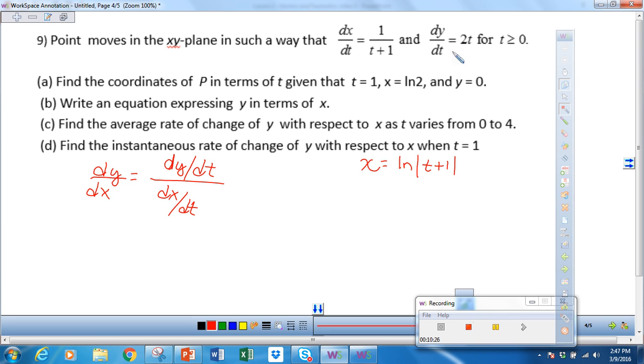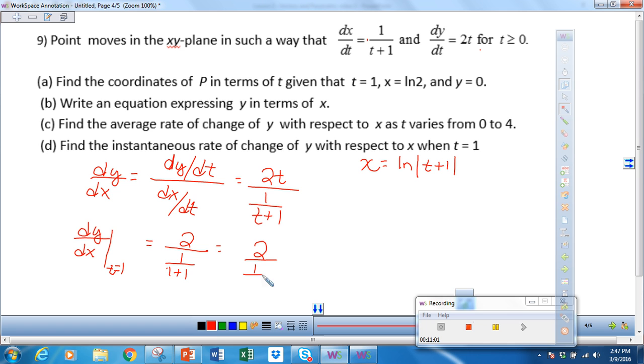No, we don't have to do that. We know dy dt and we know dx dt. We were given those. So dy dt is 2t, dx dt is 1 over t plus 1. And we are evaluating that at t equals 1. So when we evaluate dy dx at t equals 1, we get 2 over 1 plus 1, which is 2 over a half, which is 4. Okay? So that is that for that problem.